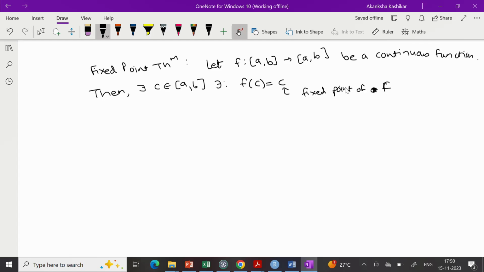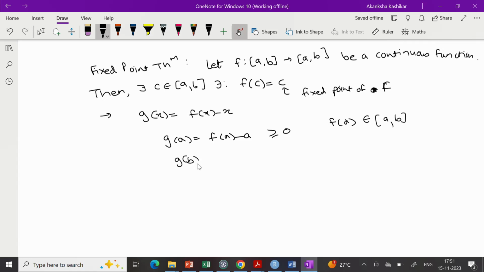So what we will do? We will define g(x) as f(x) minus x. So what will be g(a)? g(a) will be f(a) minus a. What I know is f(a) belongs to [a,b], so f(a) minus a has to be always greater than or equal to 0. Similarly, g(b) will be f(b) minus b. And what I know is f(b) also belongs to [a,b] because the range is also [a,b]. So f(b) has to be less than or equal to b. So this is less than or equal to 0.